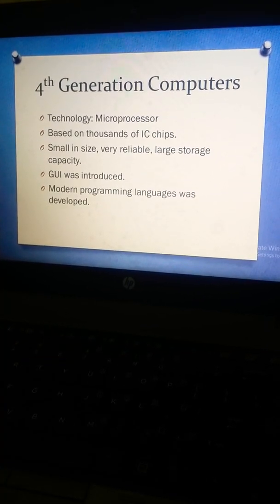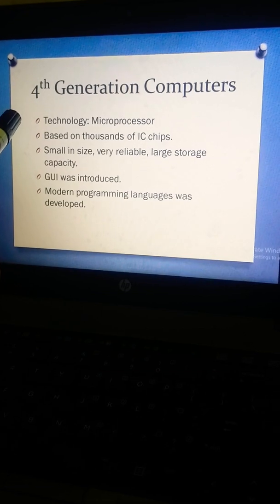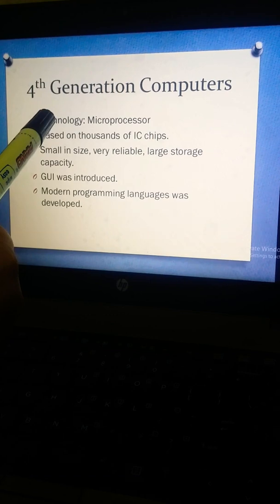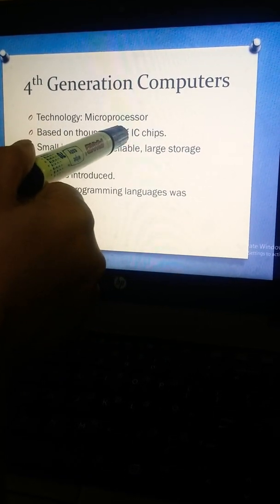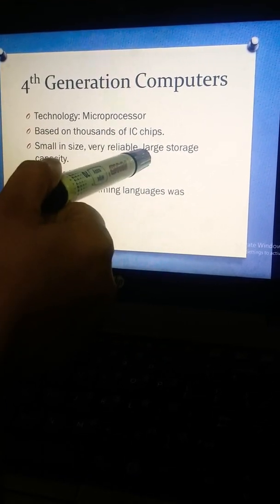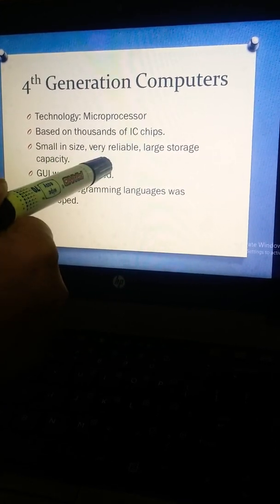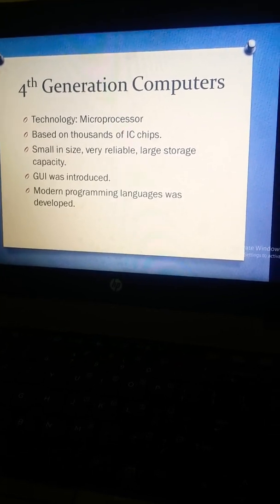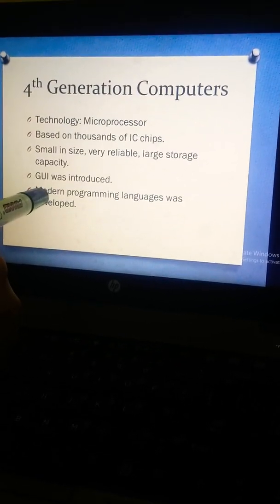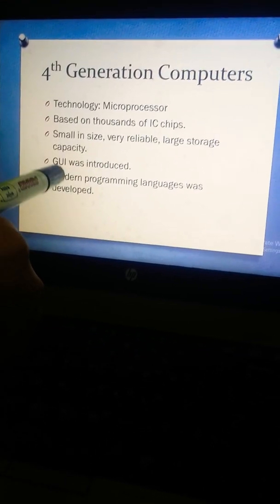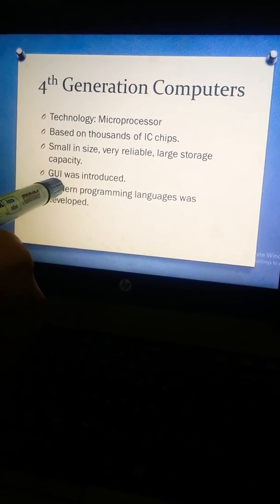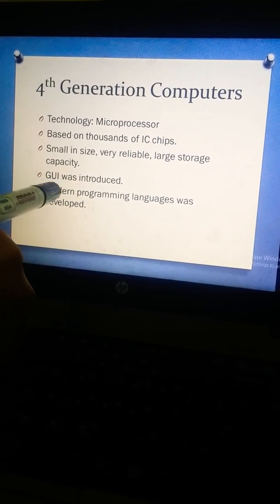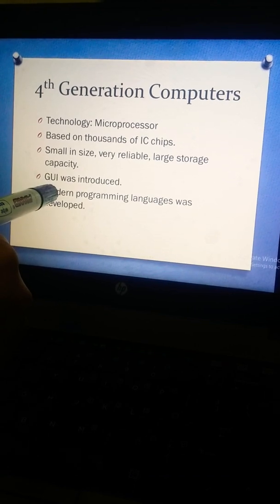Now, fourth generation, which we have discussed. In this, the technology used was the microprocessor, based on thousands of IC chips, small in size, very reliable, with large storage capacity. And the most important thing that we haven't discussed is that GUI was introduced. GUI means graphical user interface. Your Windows operating system basically relies on this platform.